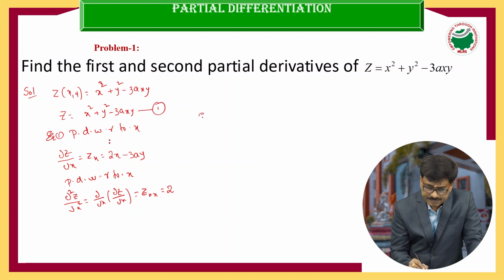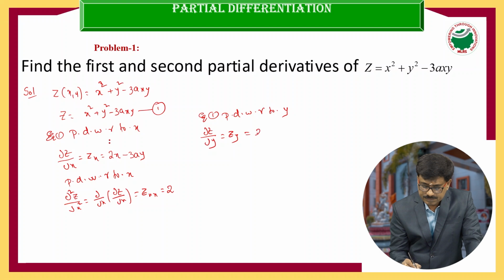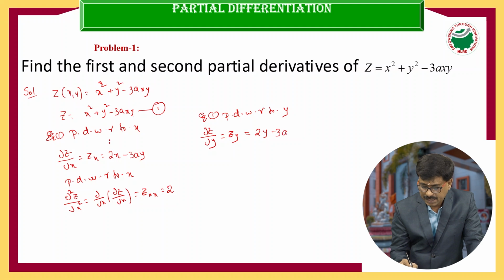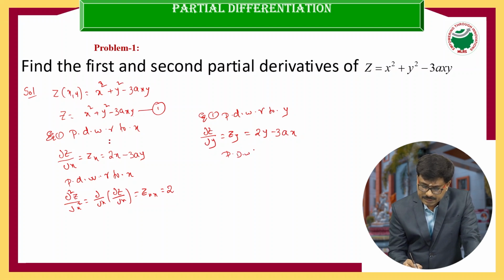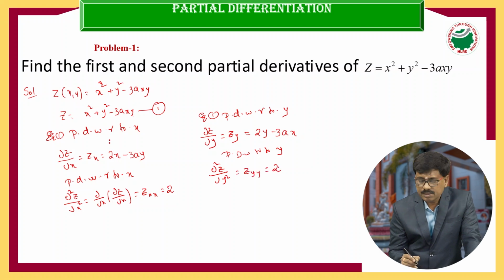Equation 1, partial derivative with respect to y. What happens? This becomes dou z by dou y, which is zy. The x square becomes a constant. What is the y square derivative? It becomes 2y. Again there is a y, which becomes 1, so it becomes minus 3ax. Again for this equation, the partial derivative with respect to y becomes dou square z by dou y square, zyy, which is 2.